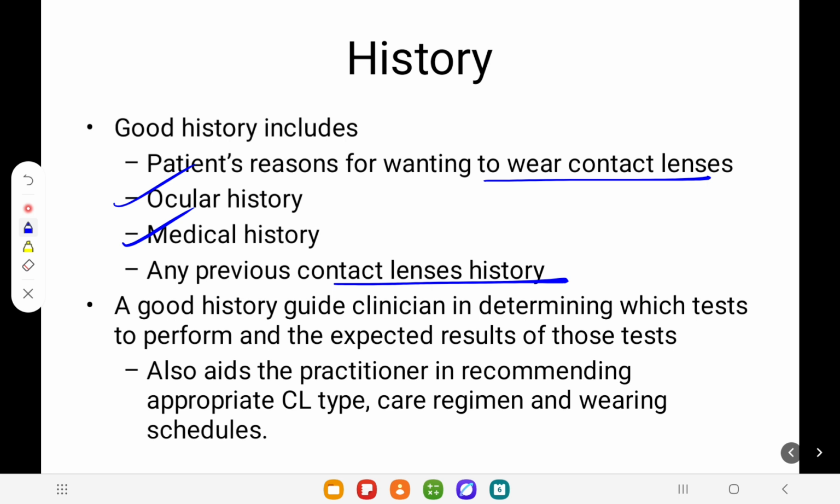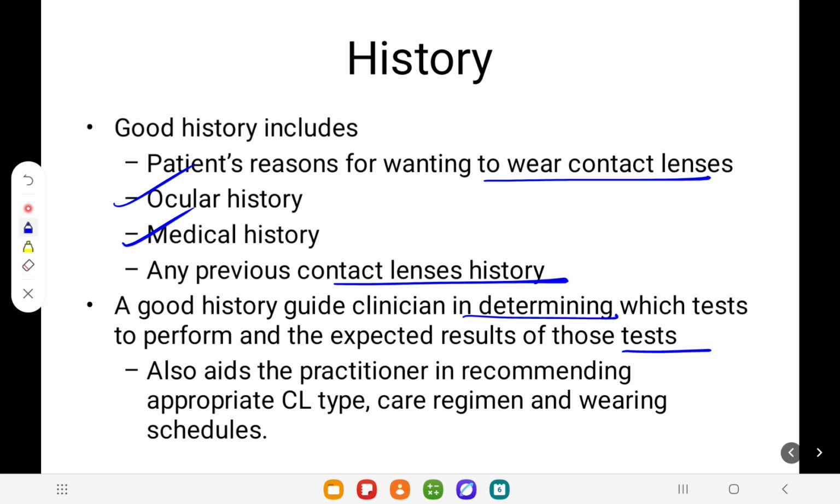It's very important. A good history guides the clinician in determining which tests to perform and what results to expect from those tests. With the history, we as optometrists are guided towards the tests. Many times, 99.99999%, history determines which tests we order.